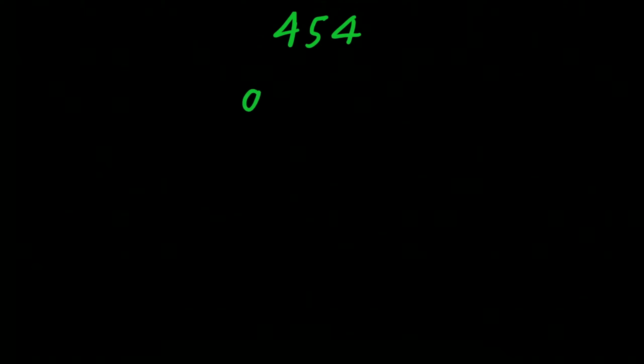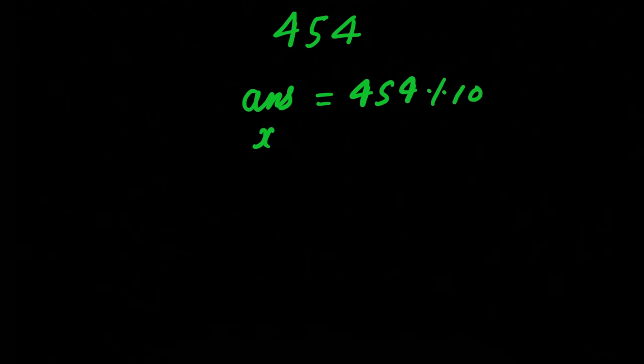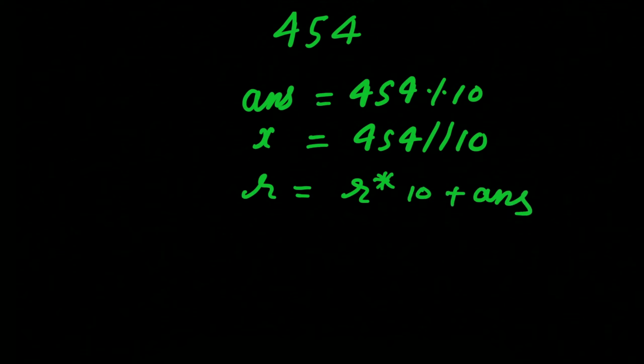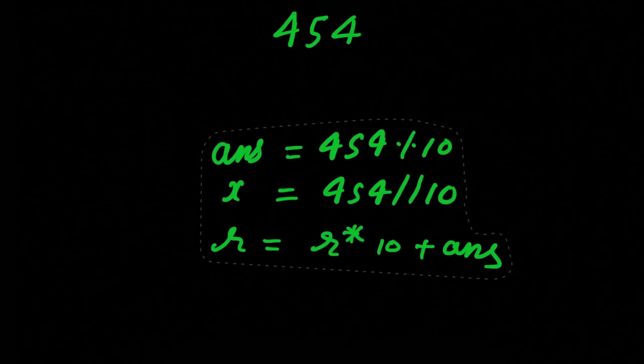Okay, so now how can we solve this? Let's say they gave us a number 454. So what a normal person would do is they would just keep a variable answer to get the modulus, right? 454 modulus by 10. Then a variable x to divide it. Something like this, right? And then you would do r equals r into 10 plus answer. And then you would get the answer, right? So all this will be in a while loop.